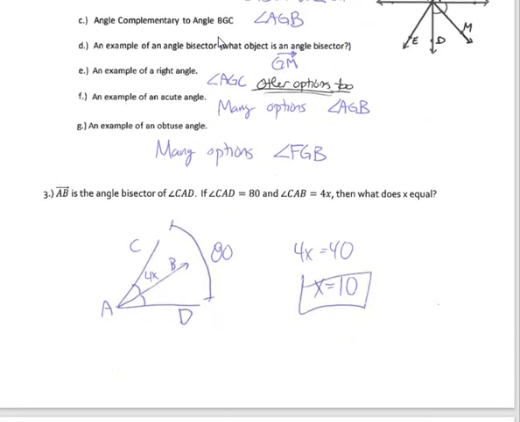Okay. The next one says AB is an angle bisector of CAD. So I drew out CAD and I made an angle bisector. And I put the congruent marks to tell myself that they were congruent. We know that CAD, the whole angle, is 80 and CAB is 4x. So we know that half of that 80 is 40. So the 4x must equal 40, not 80. So when you put 4x equaling 40 and you solve, you get 10.